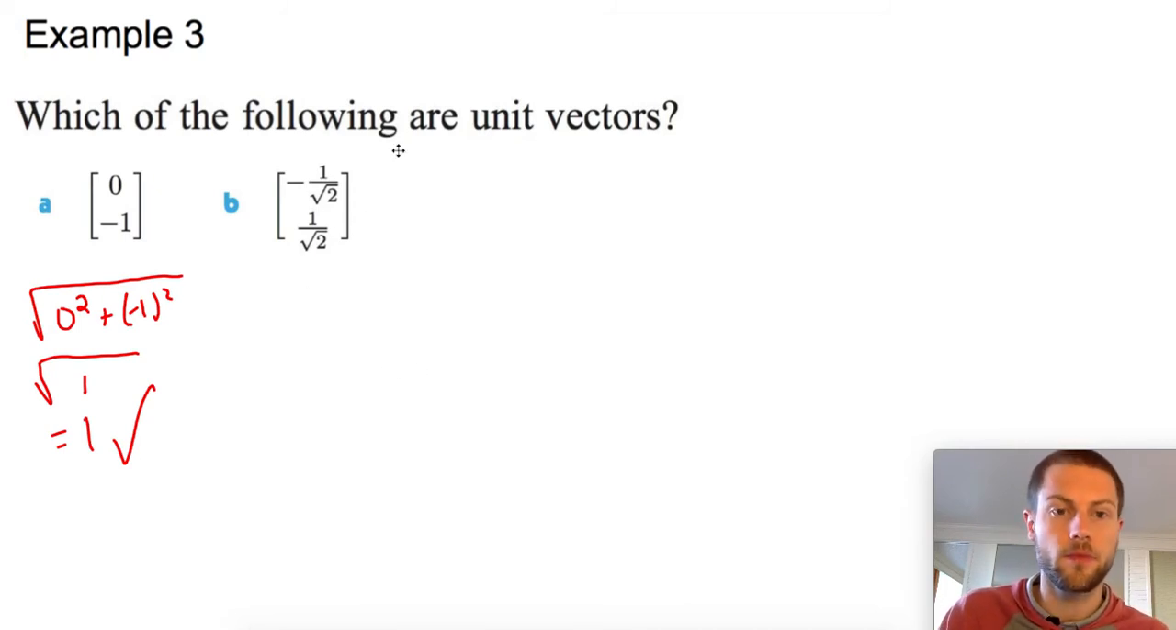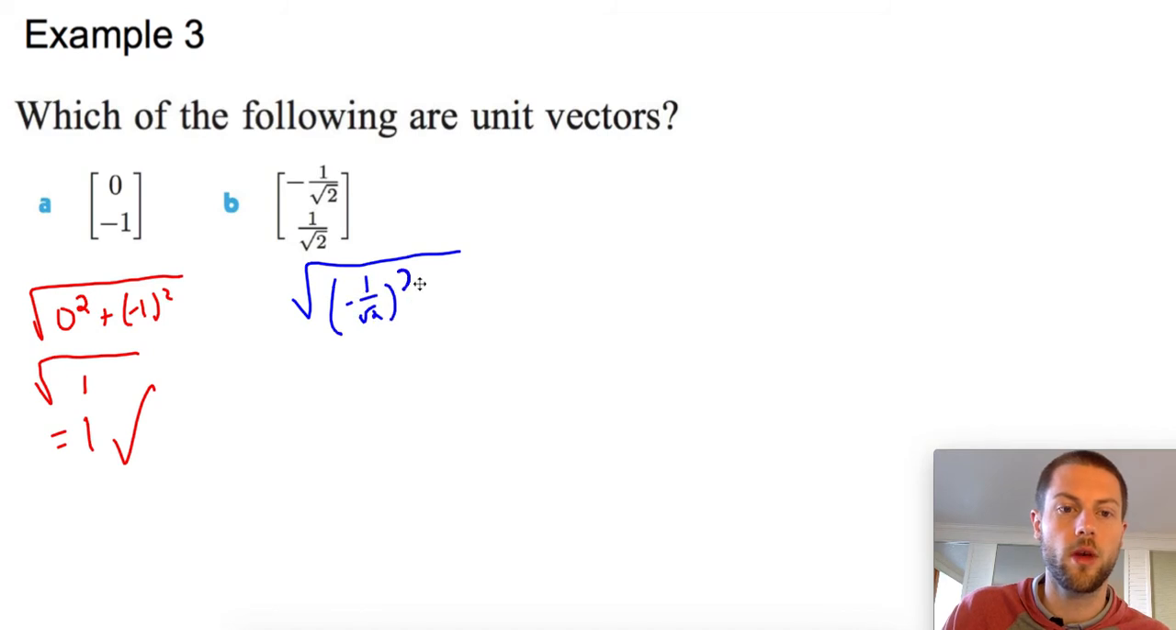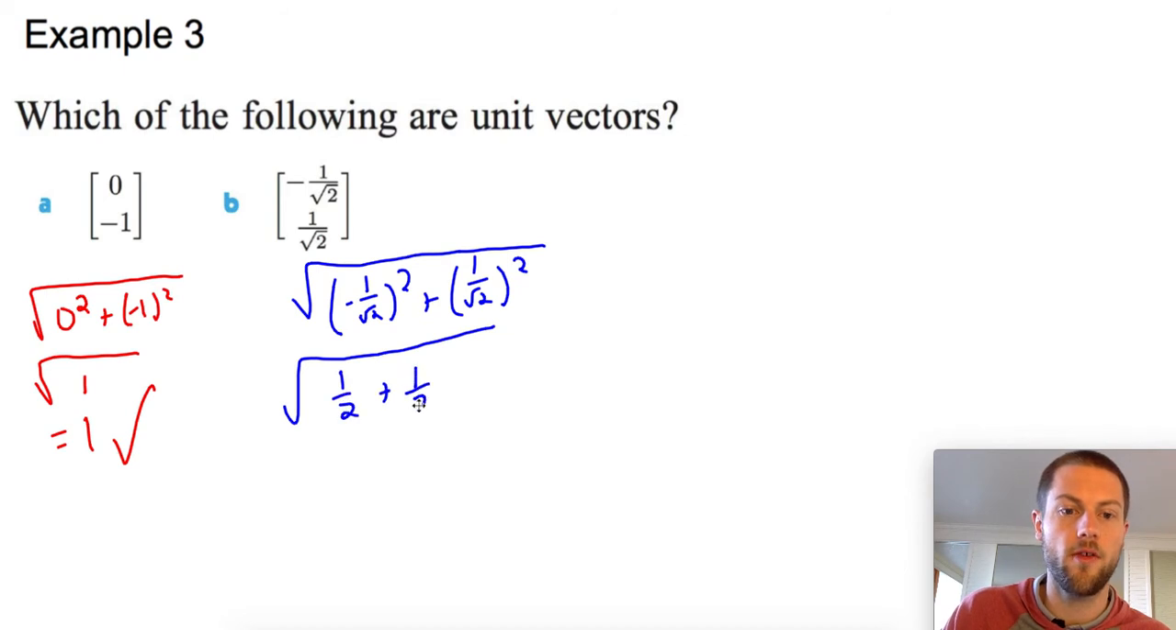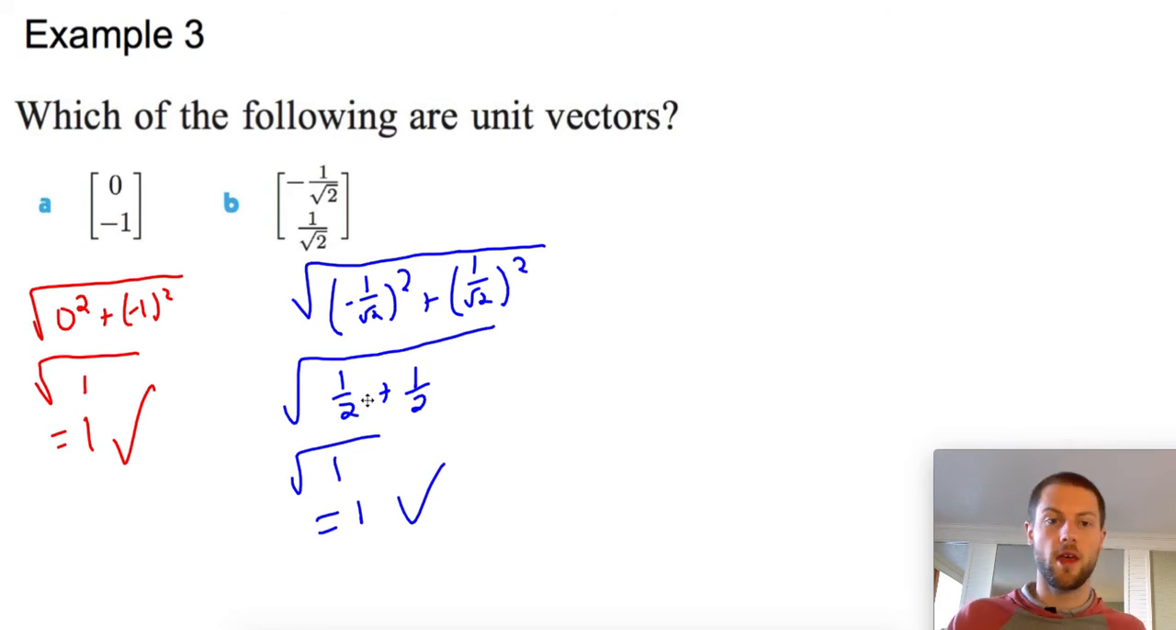How about B? Let's check the magnitude of B. We're going to take the square root of negative 1 over root 2 squared plus 1 over root 2 squared. And that's going to be the square root of 1/2 plus 1/2, which is the square root of 1, which is equal to 1. And yes, sure enough, this is a unit vector. And I think that would be on the unit circle. We have a negative x, a positive y, second quadrant. That's going to be the same thing as 135 degrees. So that's your sine and cosine values right there.